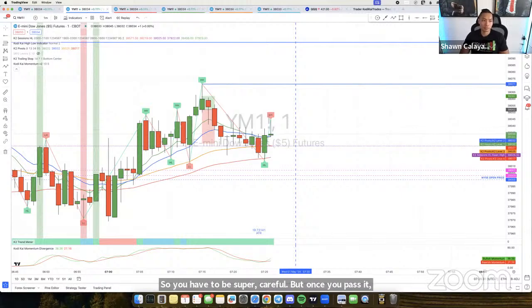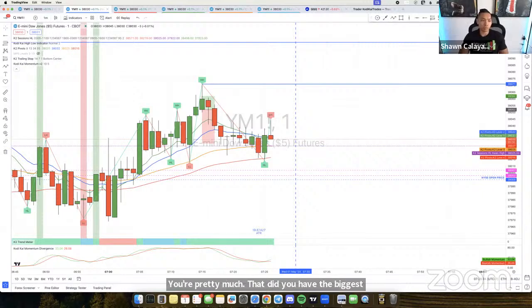You're pretty much set because you have the biggest account, and then you can just lower your contract size and trade normally. But right now the eval phase is super annoying. I hate the eval phase. I'm pretty sure a lot of you guys do, because it always feels like you're pressured to take trades.